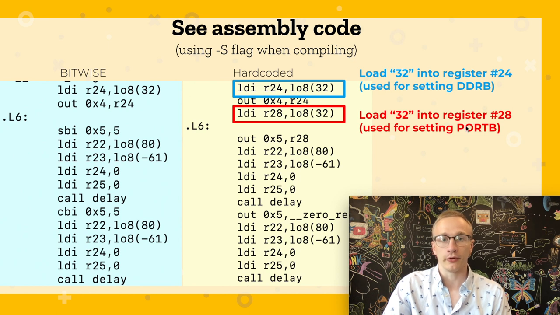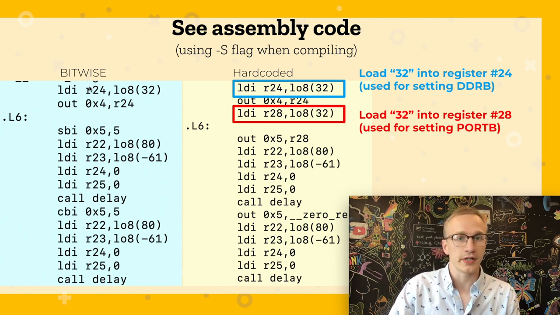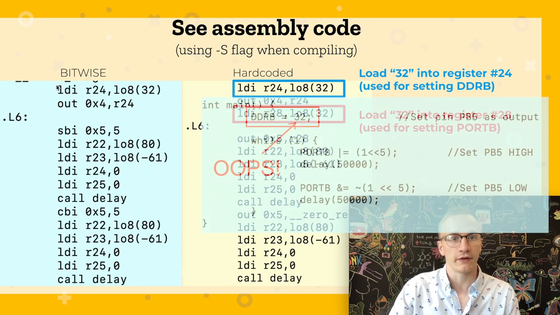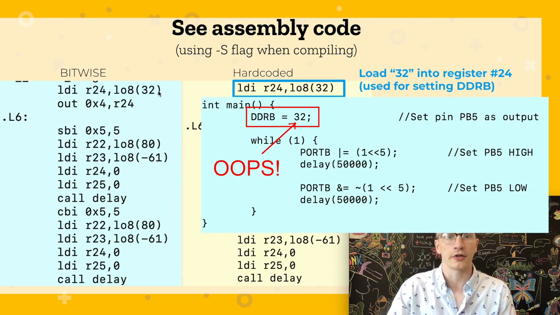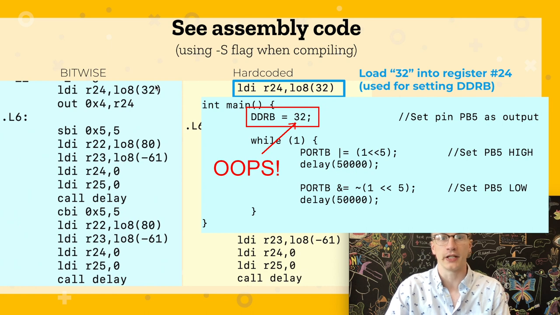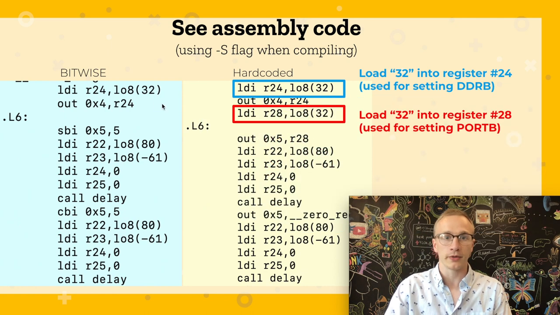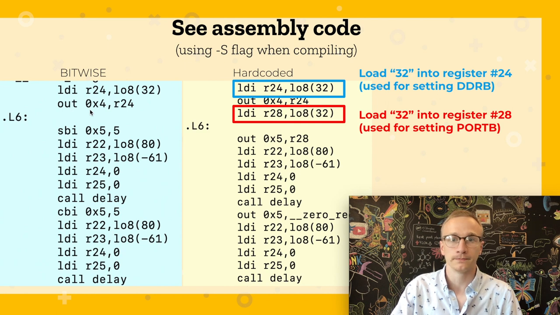In the bitwise code, you can see that I still do have a load immediate instruction for 32, and that must mean that I forgot to change the DDRB hard-coded value, so I must still have DDRB equals 32 somewhere in my source code. But we don't see it for port B, which is red over here, and that's because we use the bitwise operation, so it does save one instruction overall.